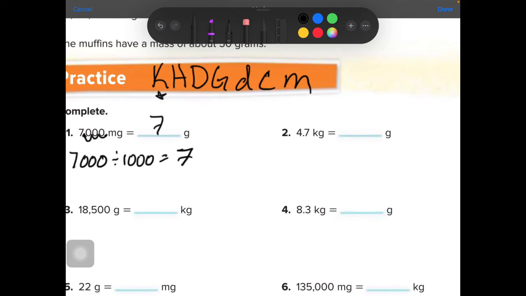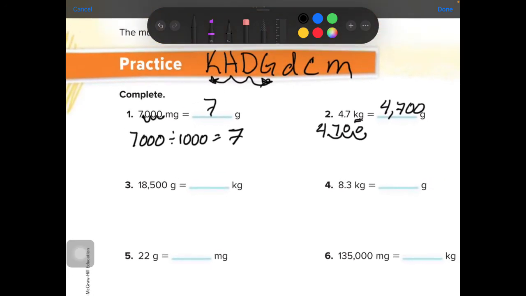Okay, number 2, we have kilograms to grams. Gram is definitely a smaller unit, so let's convert this one to grams. 1, 2, 3. So 4.7, 1, 2, 3. Oh, that's what we're converting it to grams anyway. We're not comparing. Silly Mrs. Cox. So our answer is going to be 4,700 grams.